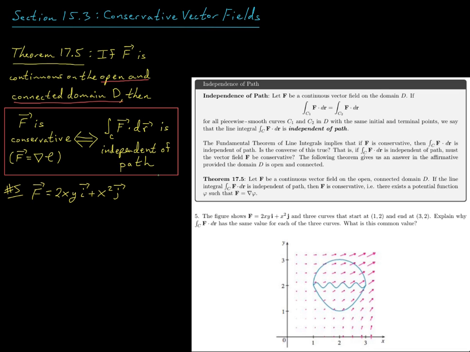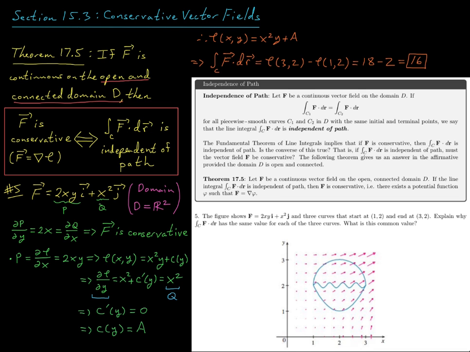All right, so let's look at question 5 then. It says the figure shows the vector field f, which is 2xy i plus x squared j, and the three curves that start at the point (1, 2) and end at the point (3, 2). Explain why the line integral has the same value for each of the three curves, and then it says what's the common value. Okay, and what this question, of course, is getting at is the fact that this vector field is conservative. So let's first go ahead and verify that it's conservative.